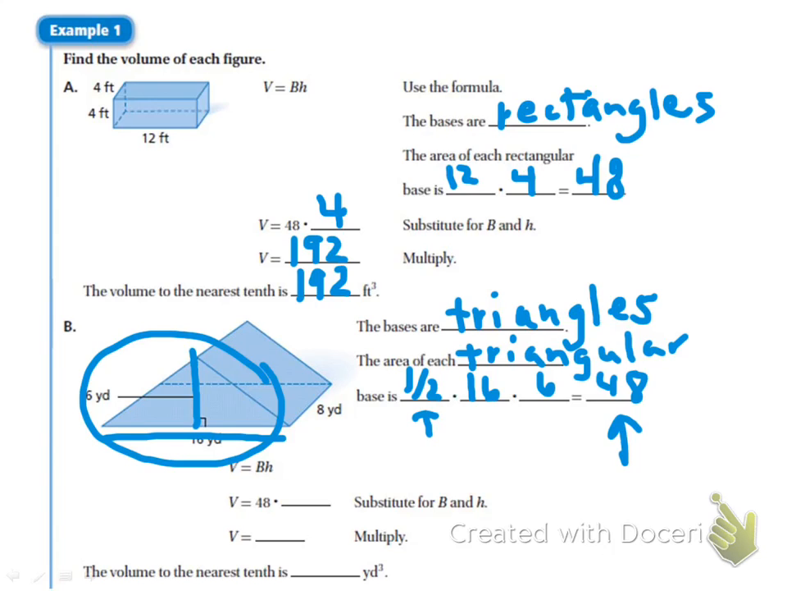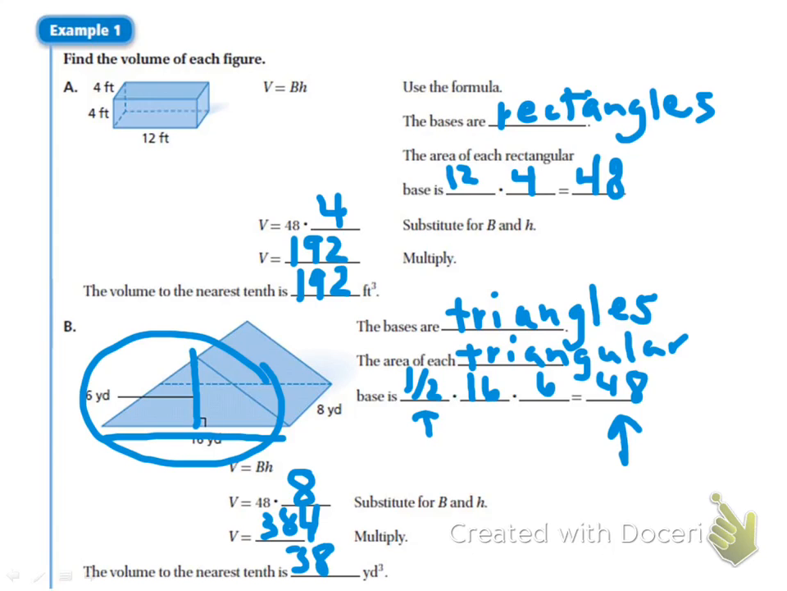So then Dylan said the answer was? 288. That's incorrect, Dylan. What's 48 times 8? Oh, I did times 6. Oh, you times 8. 384. 384 yards cubed.